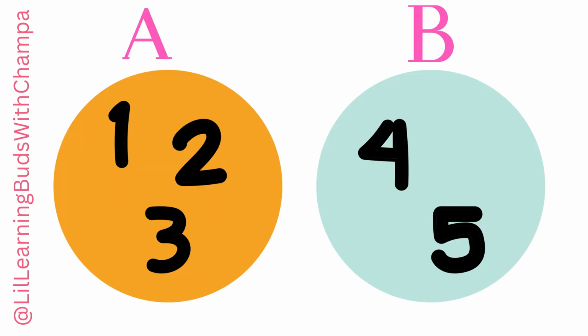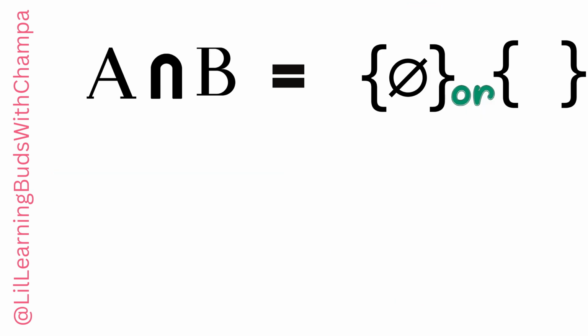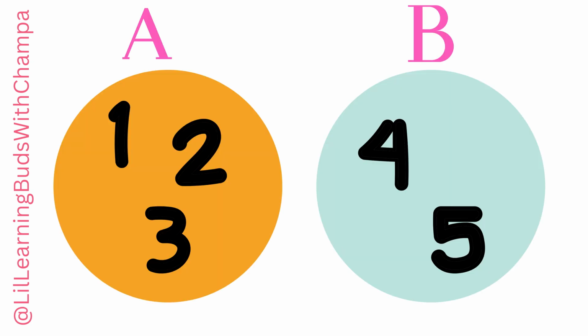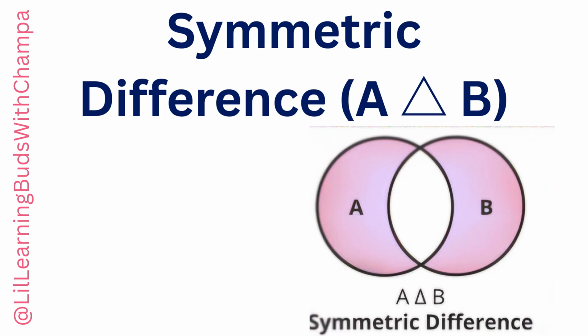In this example, set A has 1, 2, 3. Set B has 4, 5. So if I say what's the intersection of A and B? Since A and B have no common elements, their intersection is the empty set. So we can say two sets are disjoint if they have no elements in common. They don't share anything inside them.